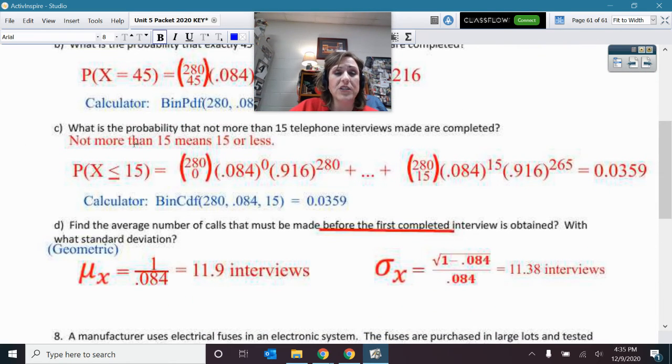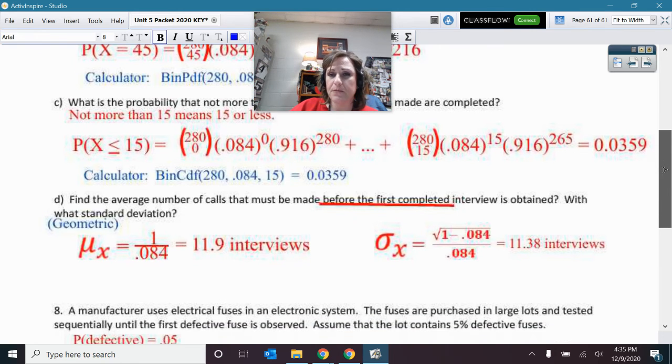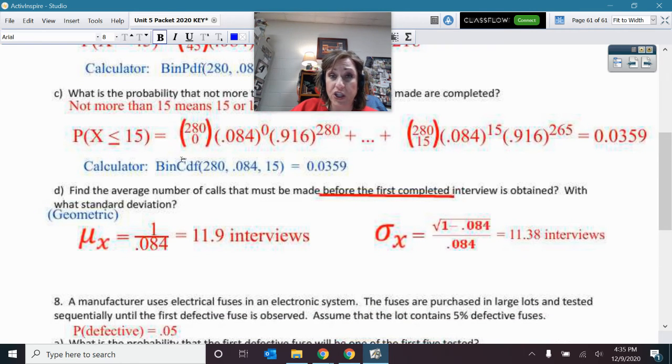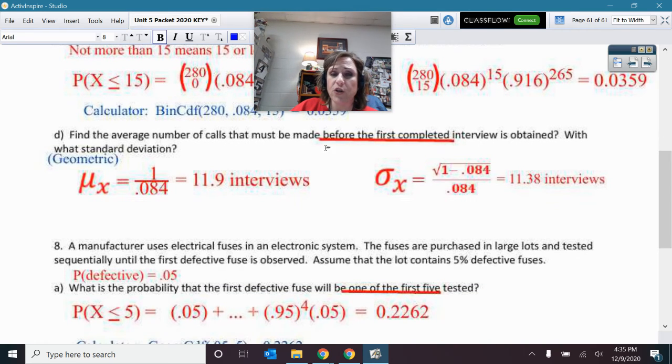All right. What's the probability that not more than 15? So as long as it's not more than. So 16 and above, no go. 15 or less is okay. So that's 280, and 15 is my upper limit, and I'm going to accumulate from 0 up to 15 successes, up to and including 15. Find the average number of calls that must be made before you get one that's completed.